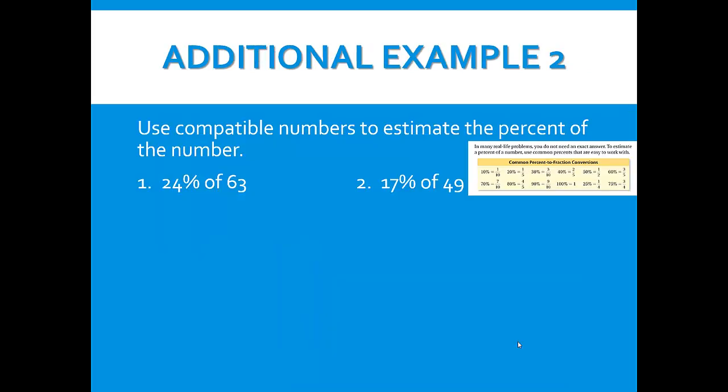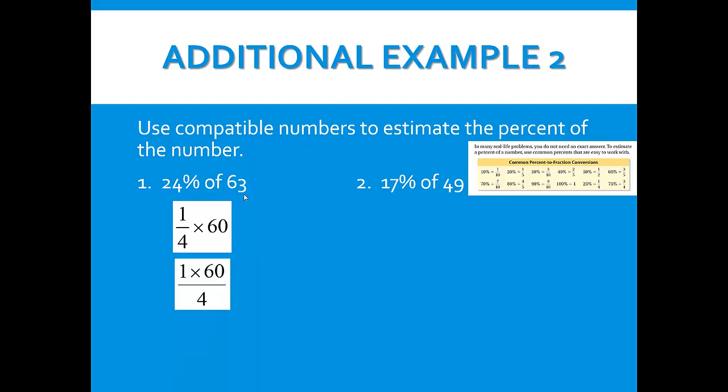Now we have an additional example. You can pause the video and try it on your own, or you may follow along. Use compatible numbers to estimate the percent of the number. For number 1, we're finding 24% of 63. For 24%, we're going to use 25%, or 1/4. And then we're going to change 63 to 60 so that it's a compatible number. So we have 1/4 times 60.